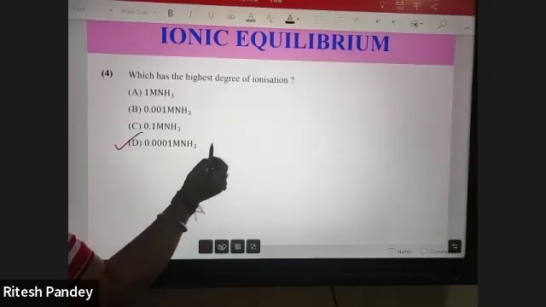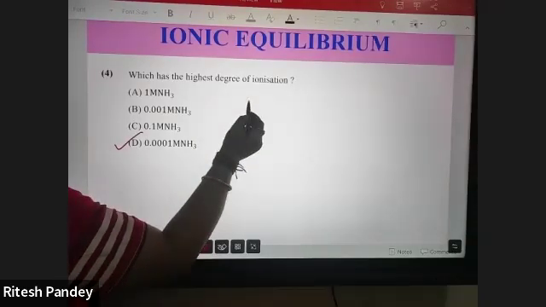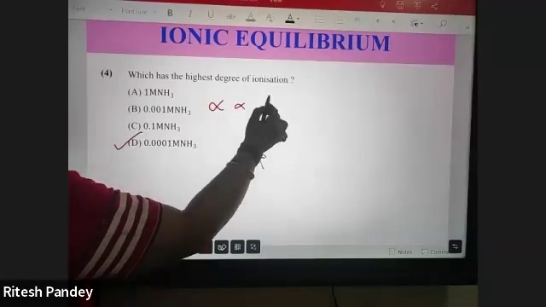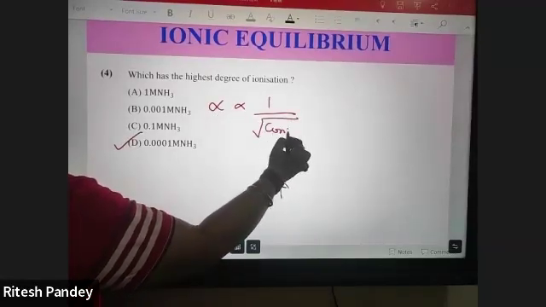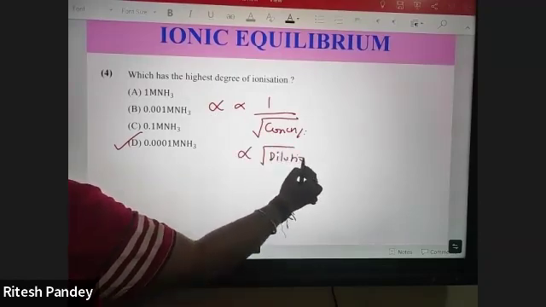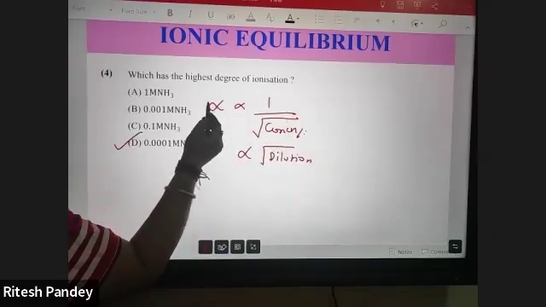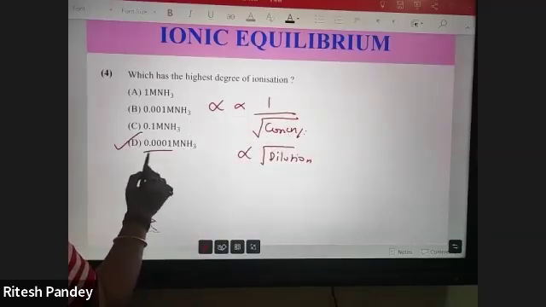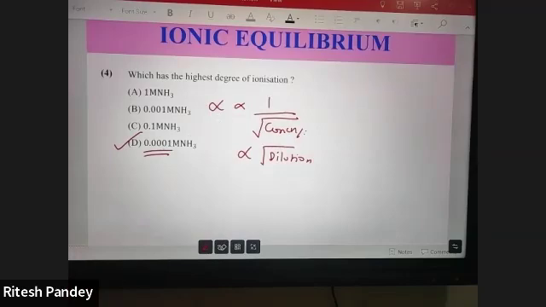It's got to be D, Delhi, because of Ostwald's dilution law. Alpha is a function of the inverse root of concentration, or directly proportional to dilution. So if it's more diluted, it's more ionized. This is the case which is most diluted. 4D, Delhi looks right. We'll want to move on.